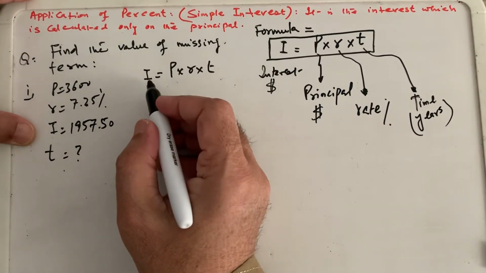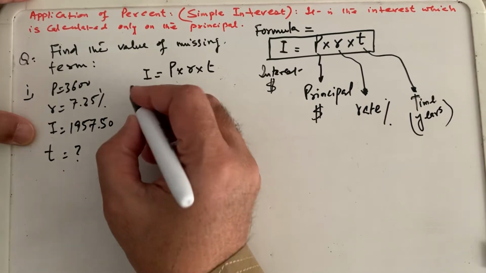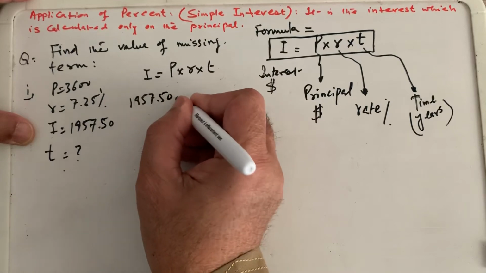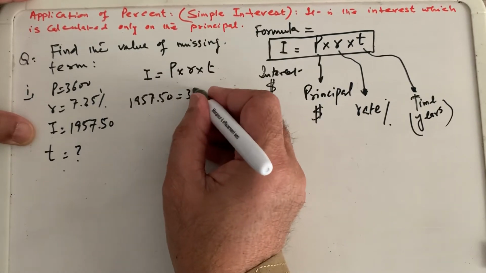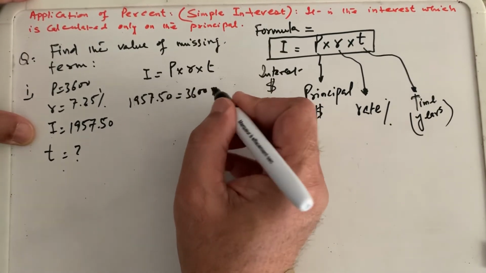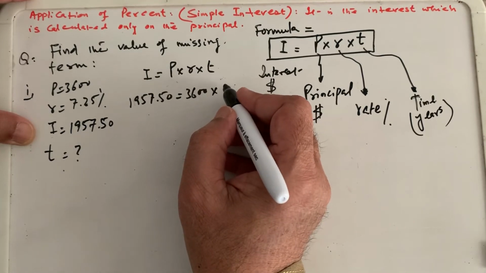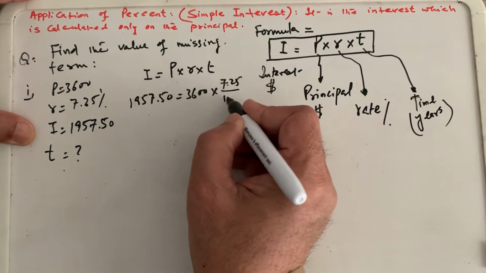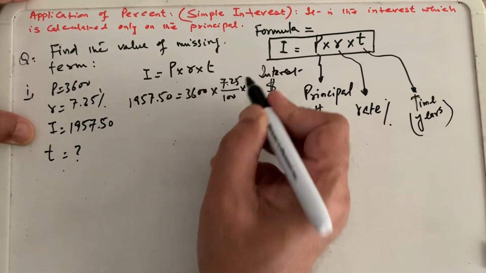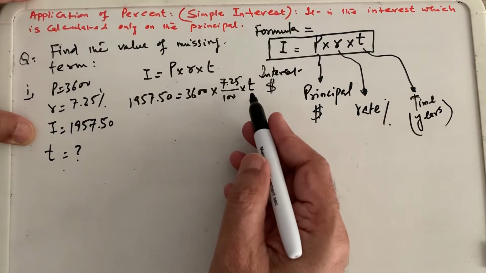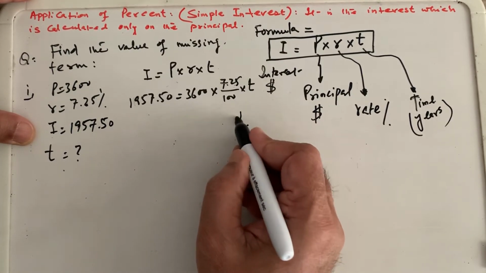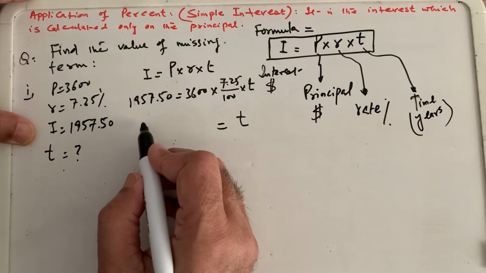So we will say I is equal to 1957.50 is equal to P, which is 3600, times R. R is 7.25 divided by 100 and times t, right? So now we have to calculate t or isolate t, right? So we keep this t here alone as isolated, and then we see what happened.